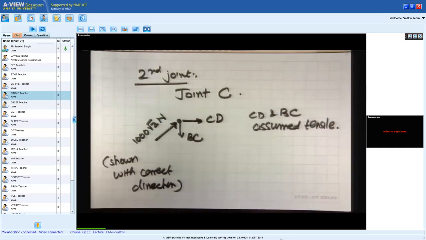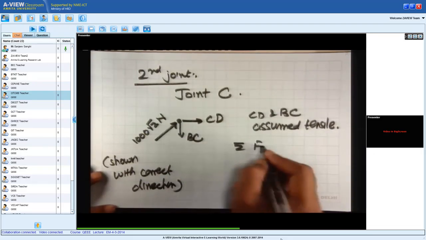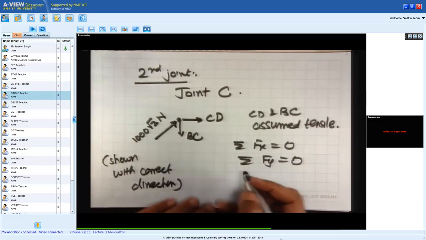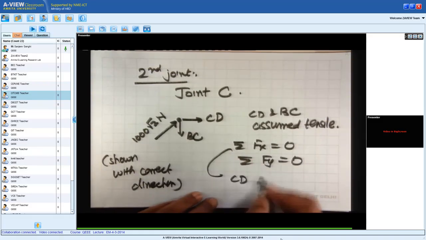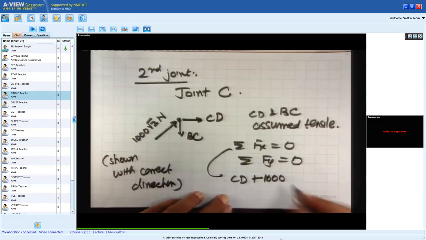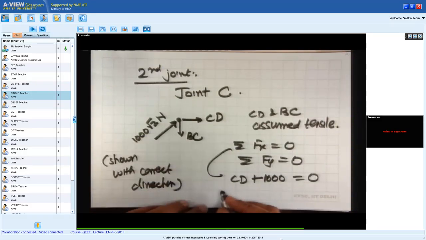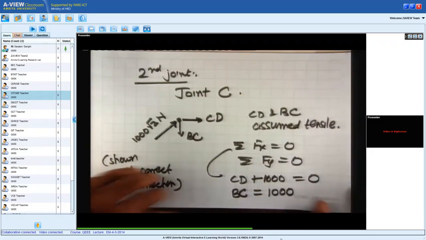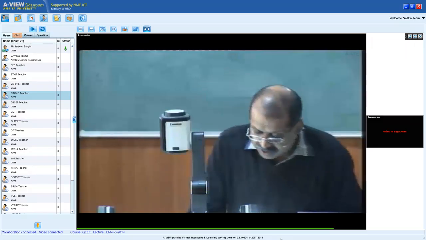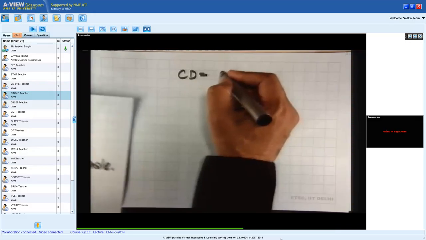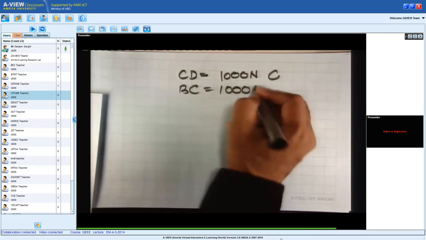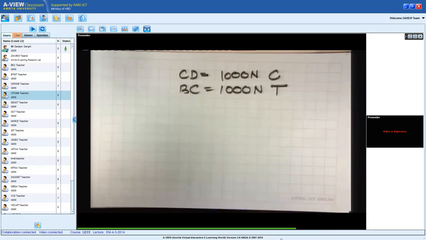CD and BC, you will see they have been assumed tensile. So now we do sigma fx is equal to 0, sigma fy is equal to 0. If I do sigma fx is equal to 0, this will give me CD plus 1000 is equal to 0, and sigma fy is equal to 0 will give me BC is equal to 1000. So what we get is CD is equal to 1000 newtons compressive and BC is equal to 1000 newtons tensile. And once I know this, I can move on to the next joint and keep on solving my problem.